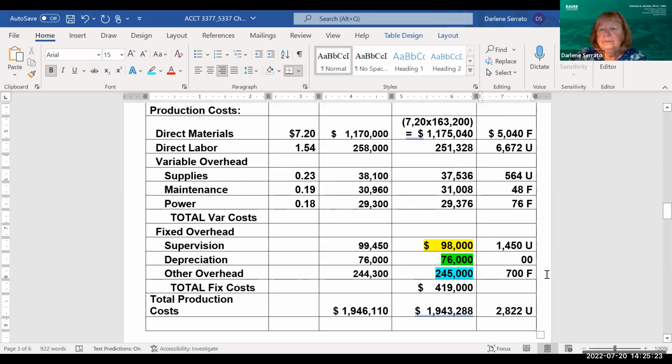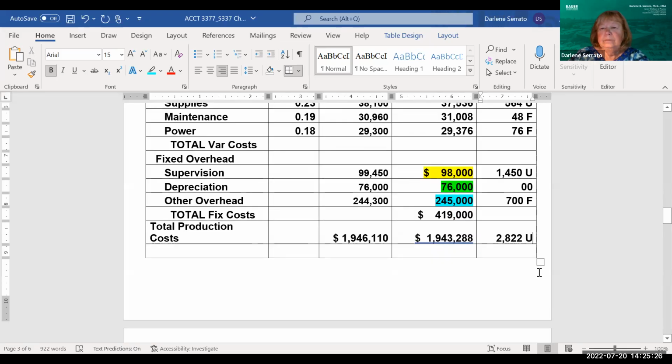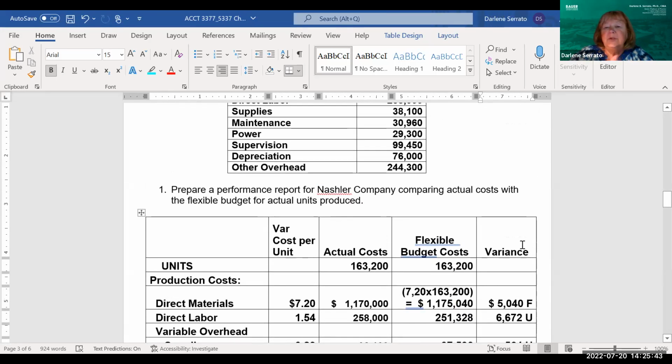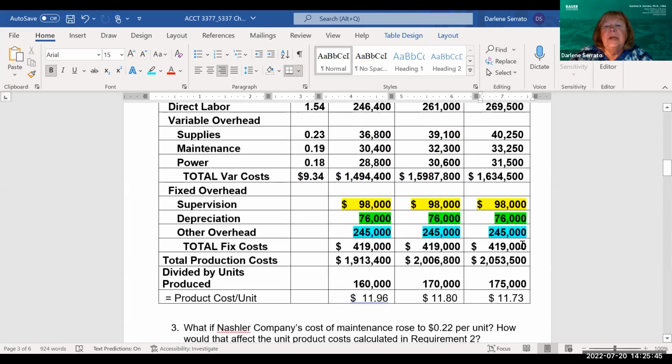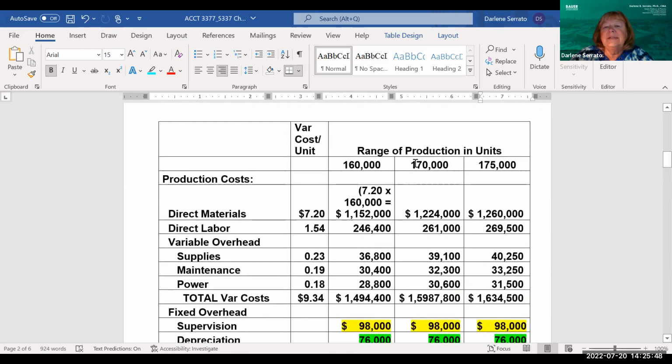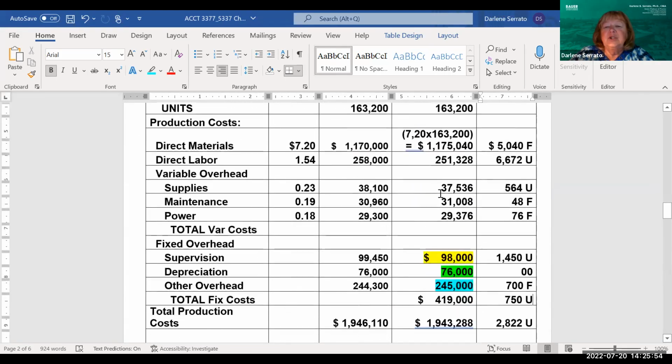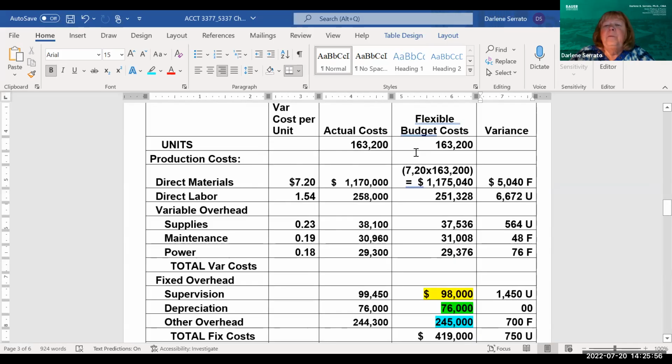Okay. So if you did just the variable one, the fixed ones, that should be a 750 unfavorable. So 2 ways of doing a flexible budget. The first one is calculating the budget at various levels of activity, several different levels. The other one is to restate the budget at the actual activity level, which is what we did in this one.